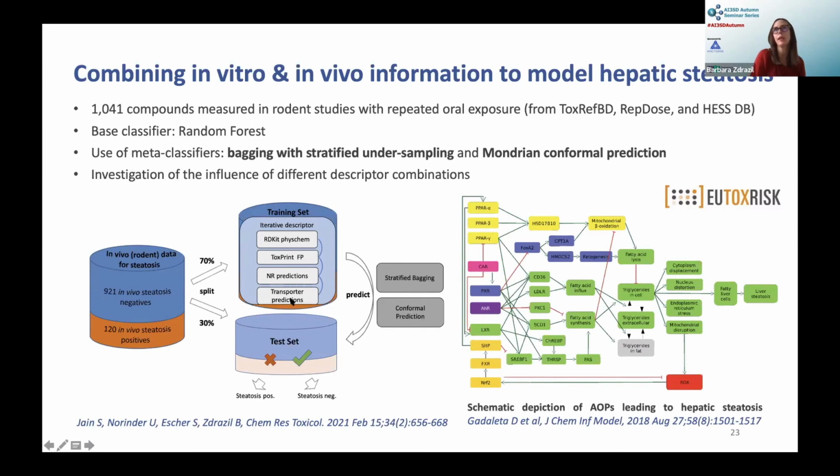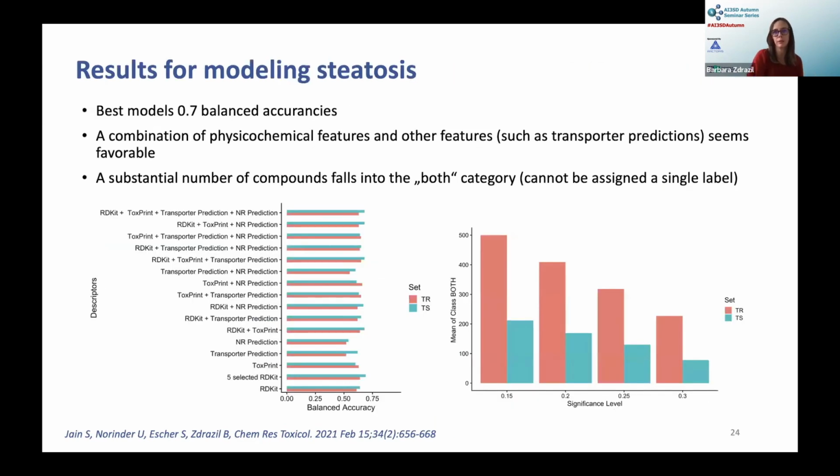And we did the same for transporters. So we knew that ABC transporters like P-glycoprotein, BCRP, BSEP, and the OATPs play a role in liver toxicity. So we also included predictions from these transporter inhibition models. And interestingly, we wanted to see what is the influence of the descriptor combinations. So will nuclear receptor predictions, transporter predictions lead to a better balanced accuracy of the models?